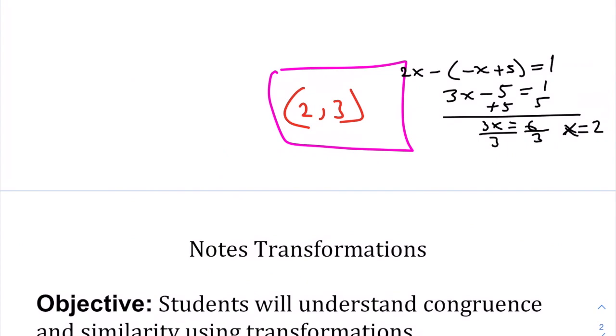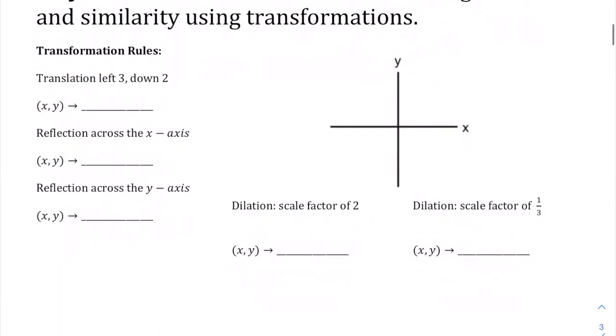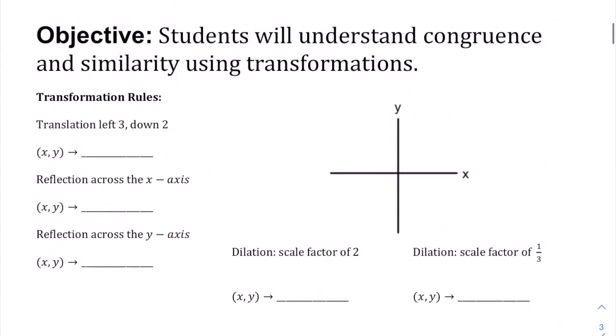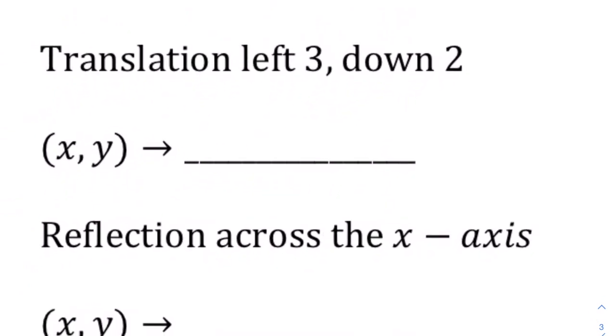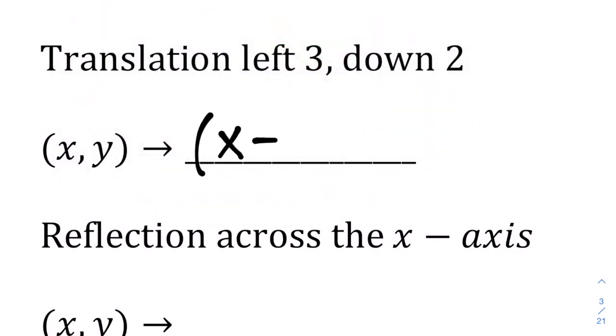So again, just review. Let's take a look at our objective. Students will understand congruence and similarity using transformations. As you can see, Mr. Johnson is writing down the rules for transformations. So if we have a translation of left 3 and down 2, remember left is subtraction, right is addition. So that first one would therefore be, we're going to subtract 3 from the x-coordinate. And then for the y-coordinate, down 2, meaning down is subtraction, up meaning addition. So to the y, we're going to subtract 2.